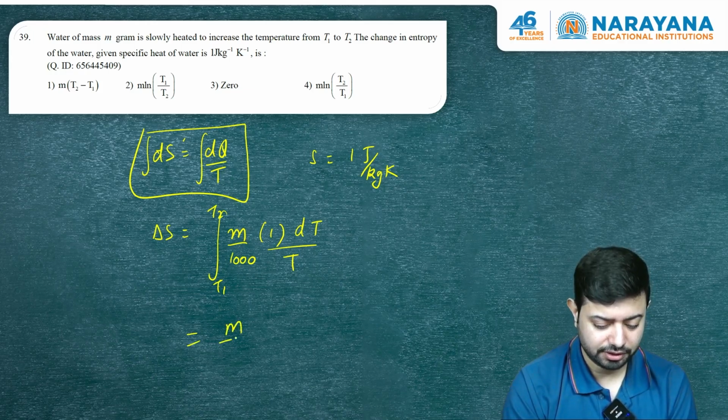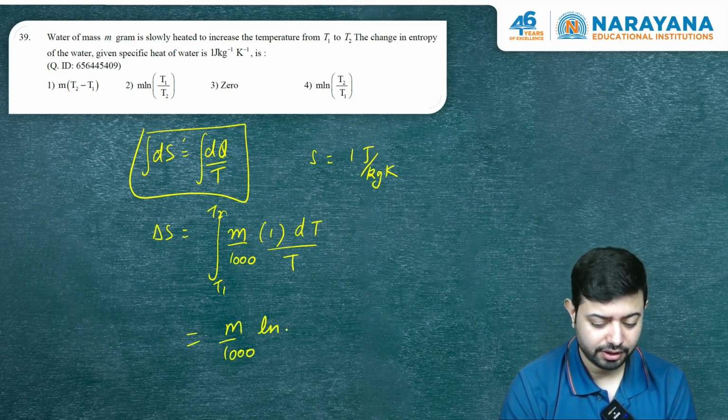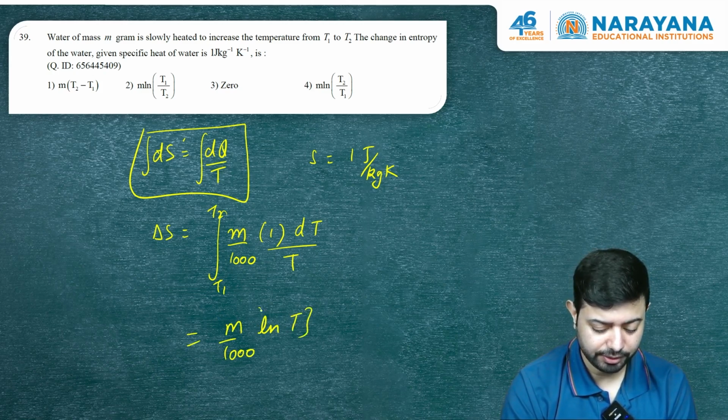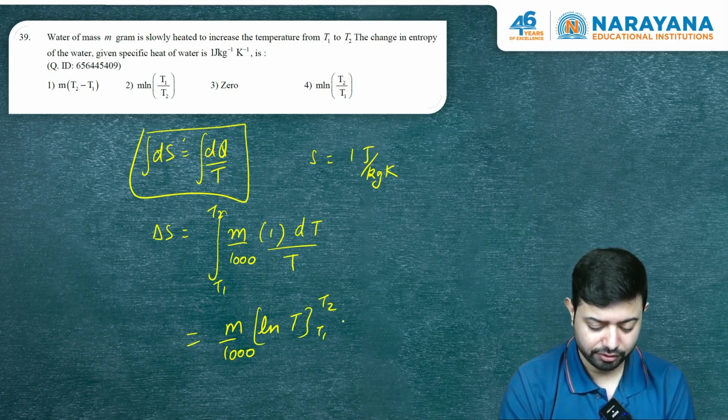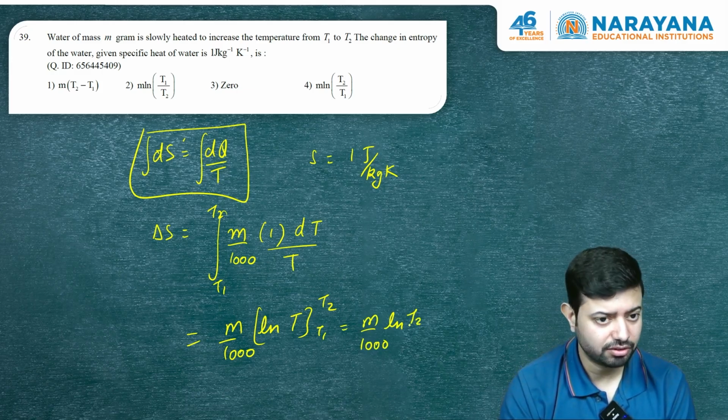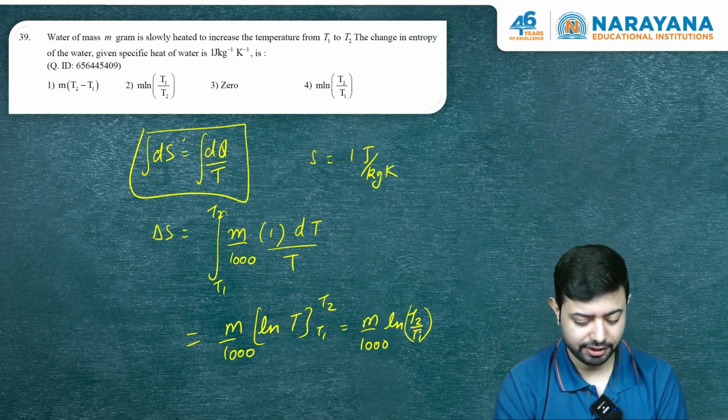What is the integration? m by 1000 ln T, limit T1 to T2. So this is going to give you the answer now: m by 1000 (ln T2 minus ln T1). By the logarithm property, that is ln of T2 by T1.